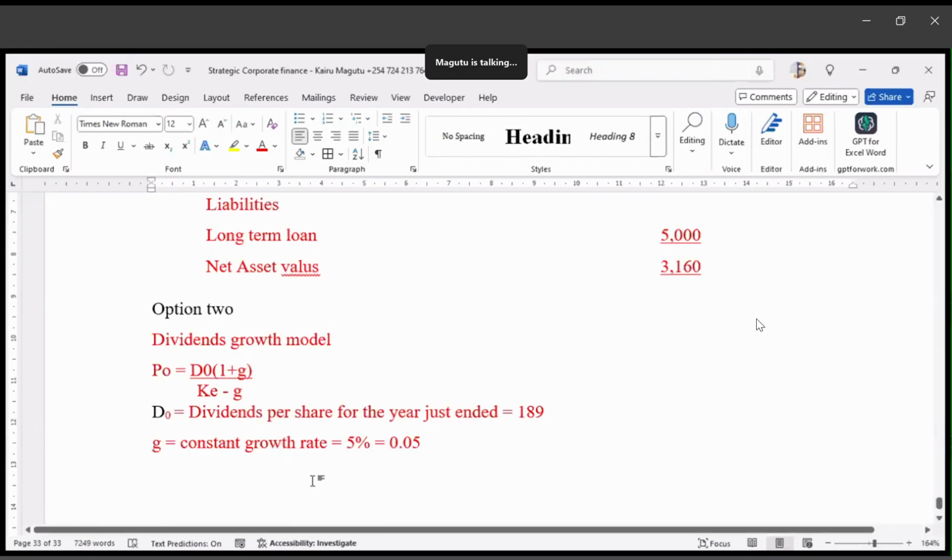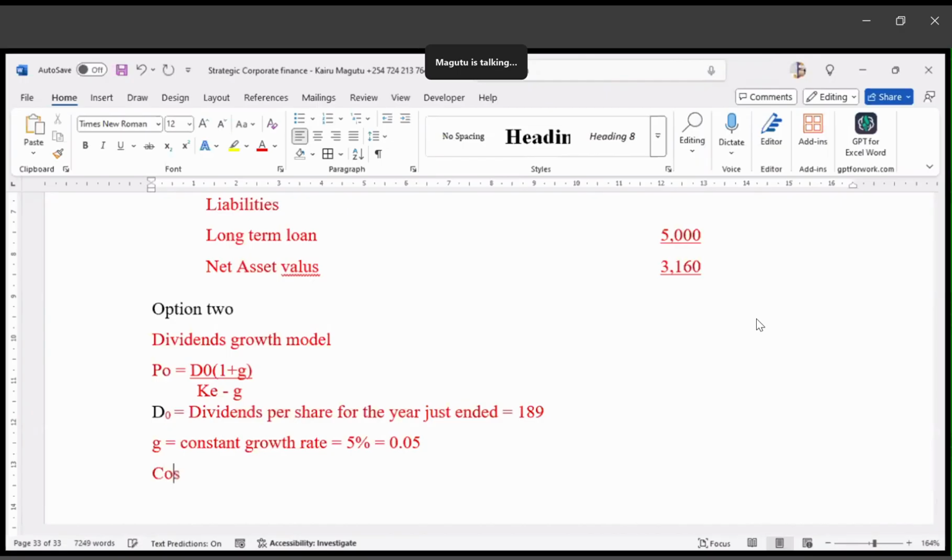Now, what else do we need? Cost of equity. Out of the methods that we determined, which method do you think we can use to determine the cost of equity? Gordon's model, capital asset pricing model, risk-free rate plus a premium, APT. Someone to help us?